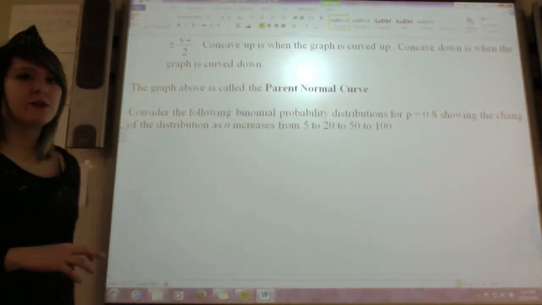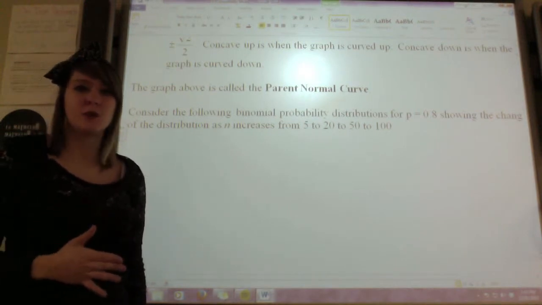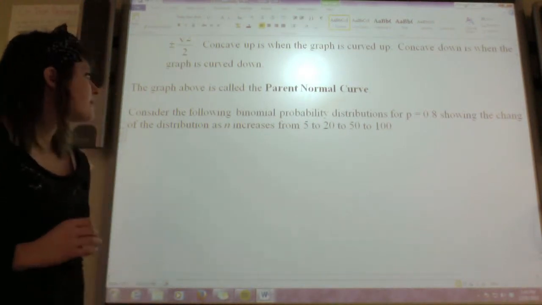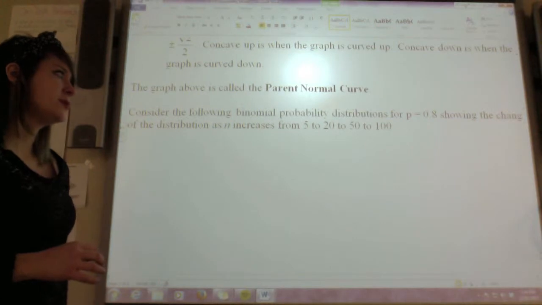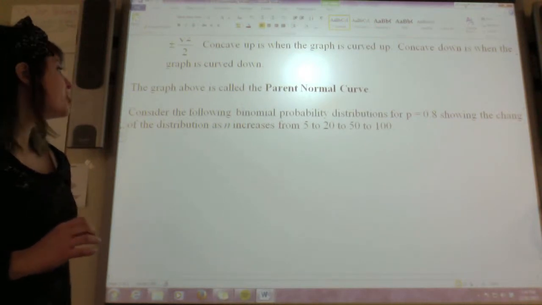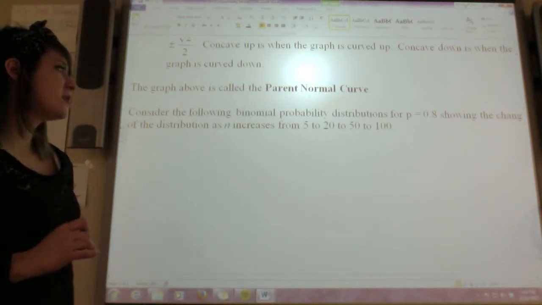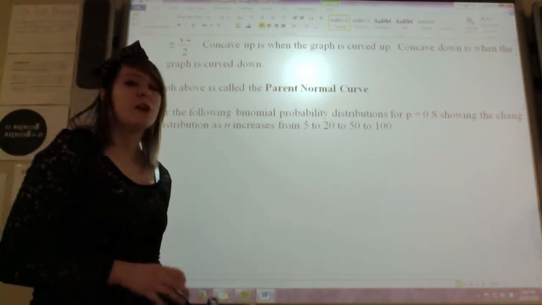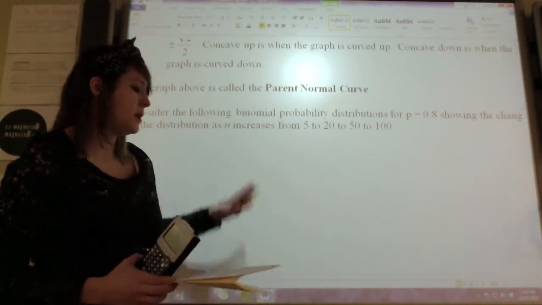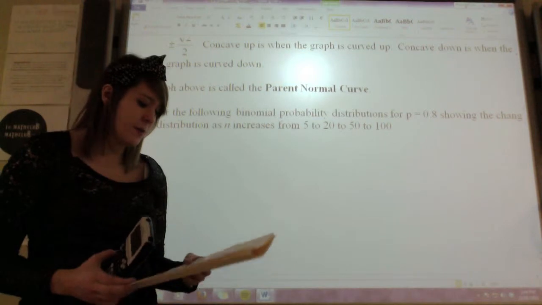So this is kind of the parent function for any normal curve. Consider the following binomial probability distributions for p equals 0.8, showing the change of the distribution as n increments from 5 to 20 to 50 to 100. I don't have it up here, but I do have it on your paper here.